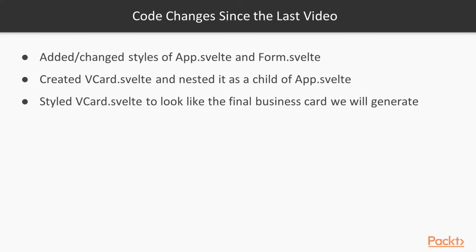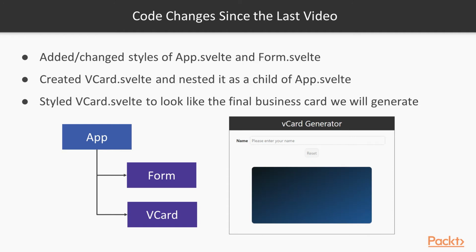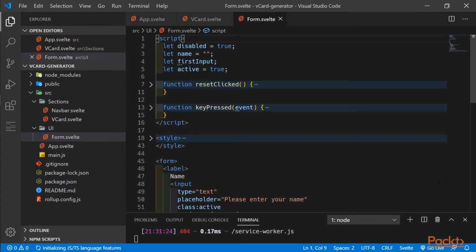The styling of this component was also adapted to look more similar to the style of our final vcard. Okay, it is now time to switch to VS Code and add some event dispatching to our project. Okay, so now we are in VS Code and we are in form.svelte, and as I mentioned before, we want to dispatch the click event to the parent component.